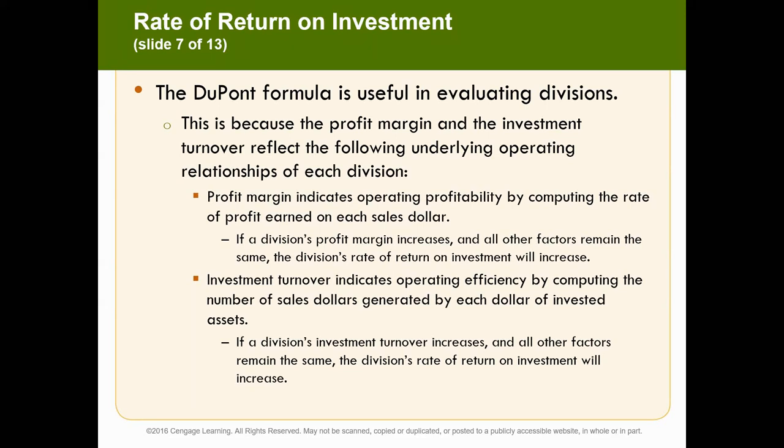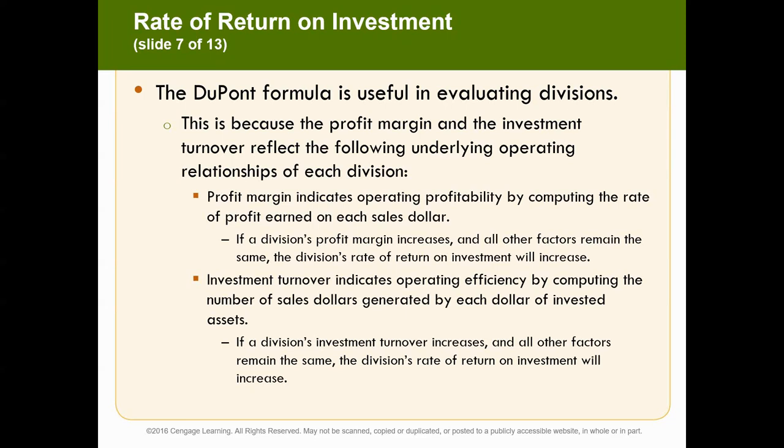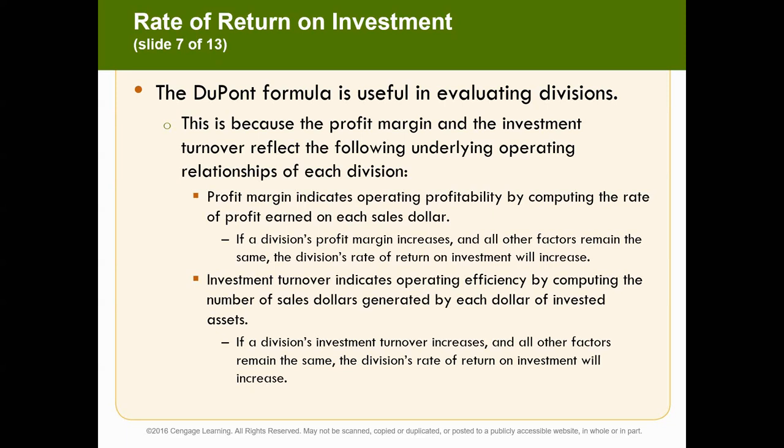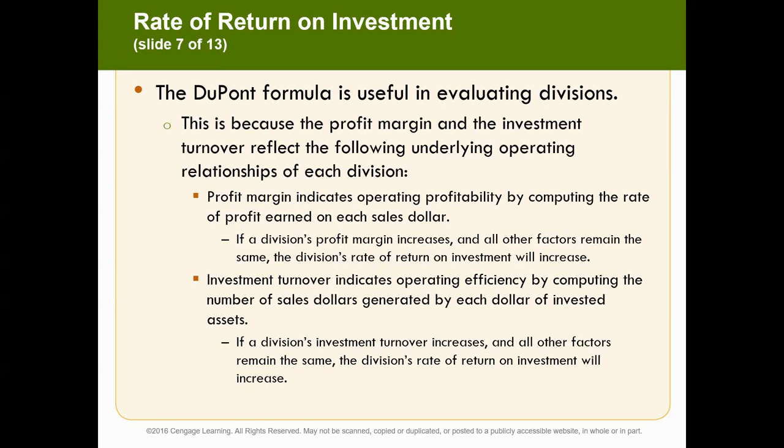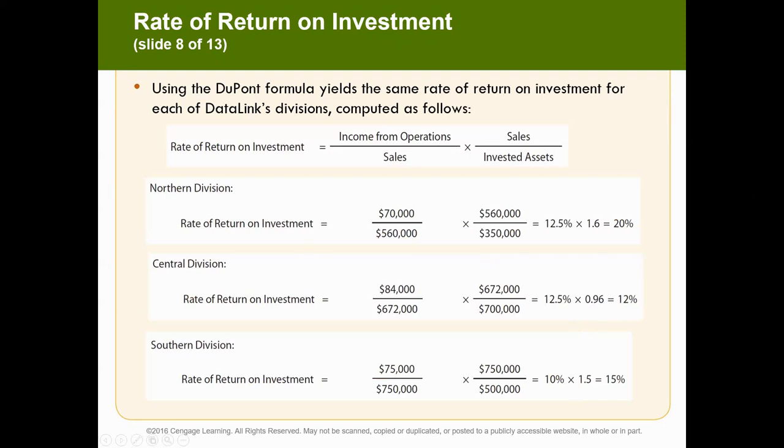Investment turnover indicates operating efficiency by computing the number of sales dollars generated by each dollar of invested assets. That's a crazy sentence. All this is telling us is that if the division's investment turnover increases, and all of the other factors remain the same, the division's rate of return on the investment will increase. It's best to show you with an example. Okay, so let's look at this example.